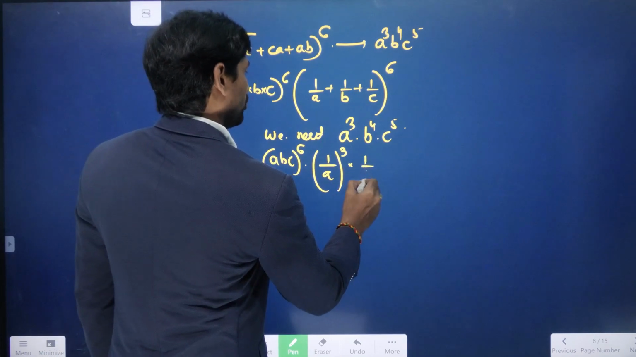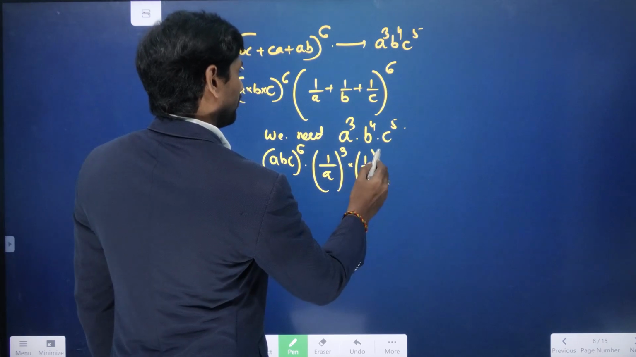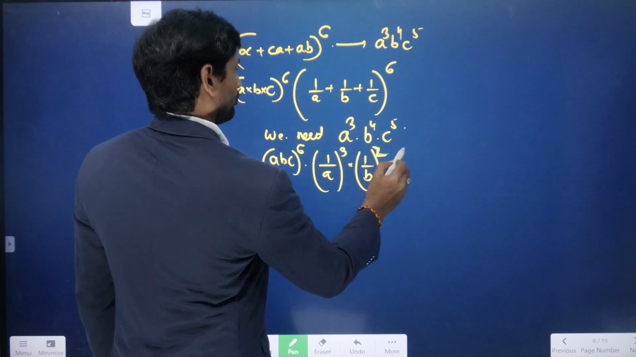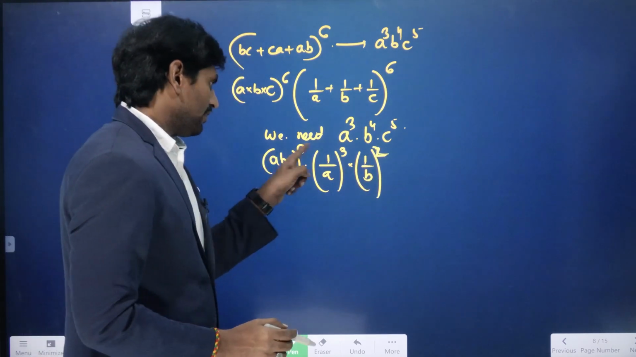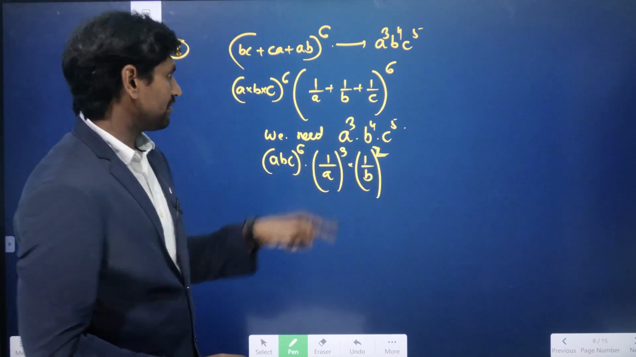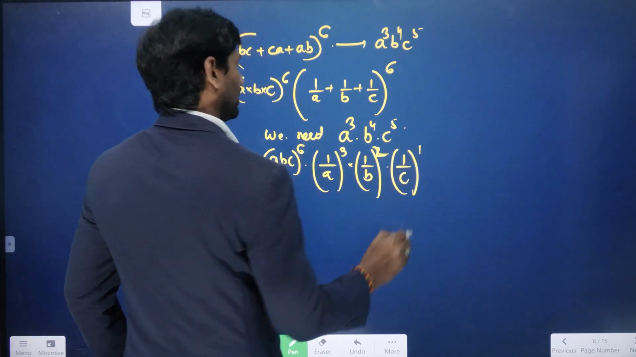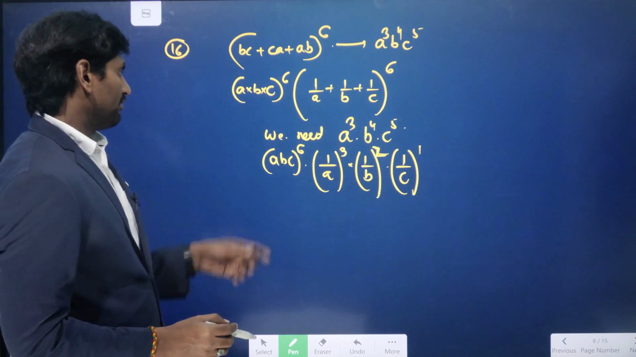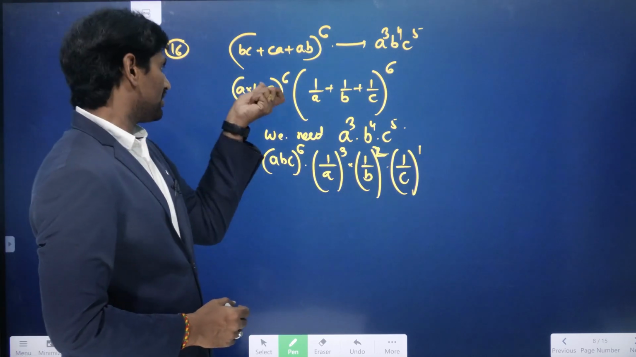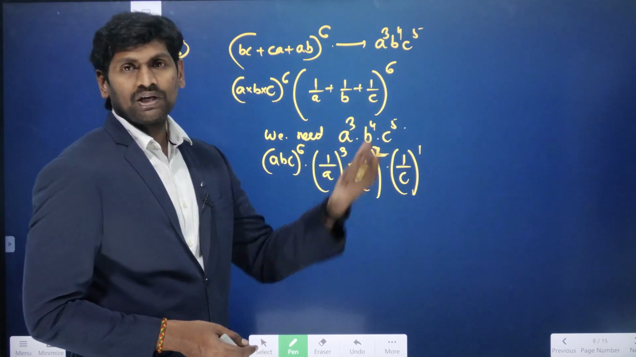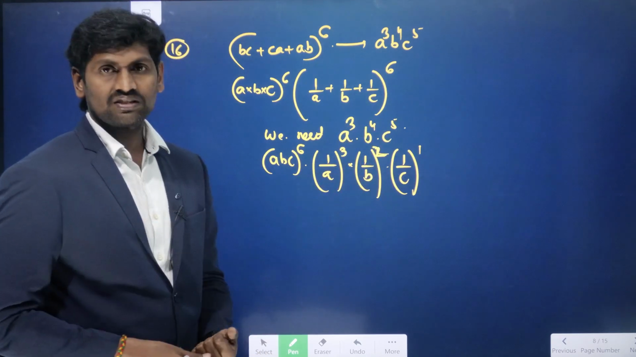Now this one, 1 by b whole to the power of 4, I should get. That's why I am taking here 2. That means b power 6 by b power 2 is nothing but b power 4. Now for this, 1 by c power 1. So can we write like this? But we have till then a power 6, b power 6, c power 6, but we want a cube, b power 4 and c power 5. I can write like this.